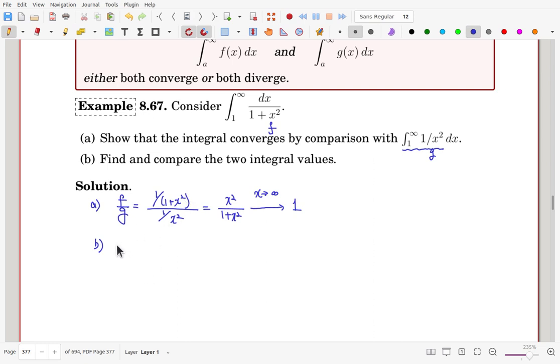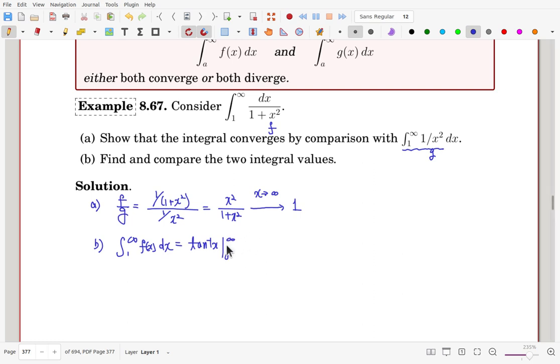Now for the first one, the integral from 1 to infinity of f(x) dx, where f(x) is 1 over x squared. For that one, the antiderivative is arctangent of x, from 0 to infinity.